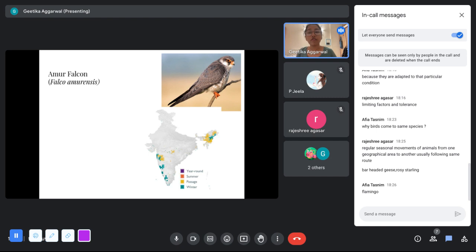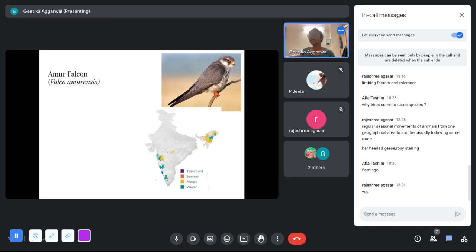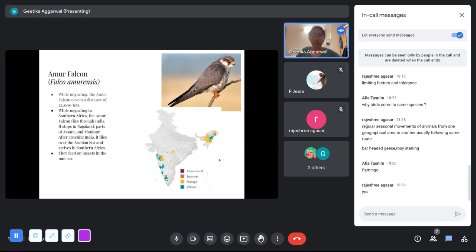So you might be aware of the Amur falcon, which is a raptor species. It does not stay in India, but it migrates through India. So this is how the bird looks, and these are some places in India where it's found. In the winter, it can be found along the western coast of southern India. And while passing through, it's mostly found in Nagaland and in eastern parts of India.